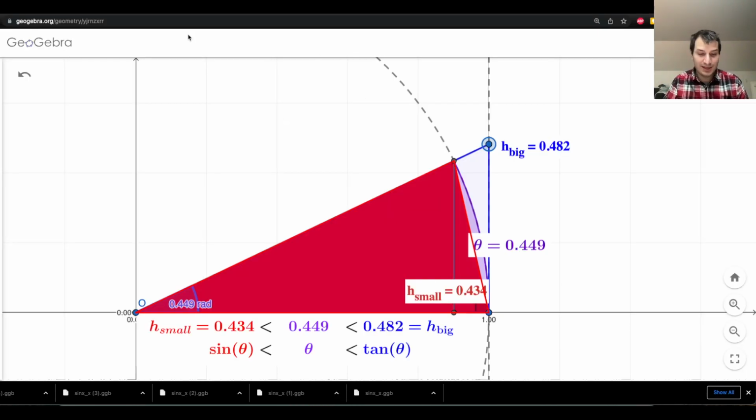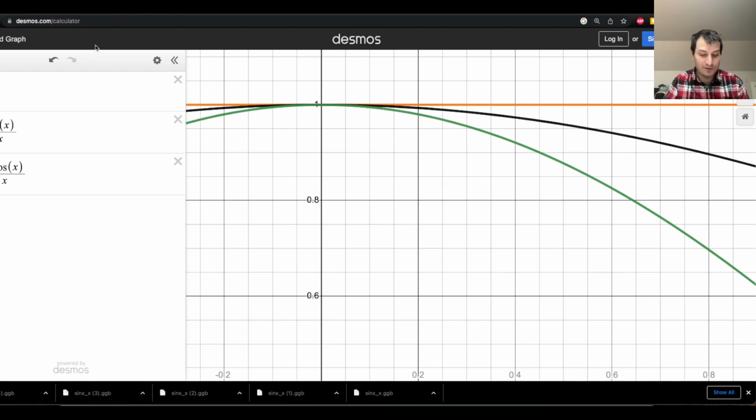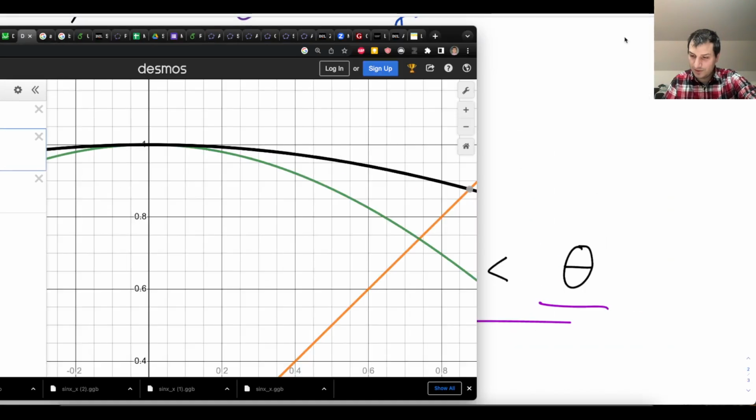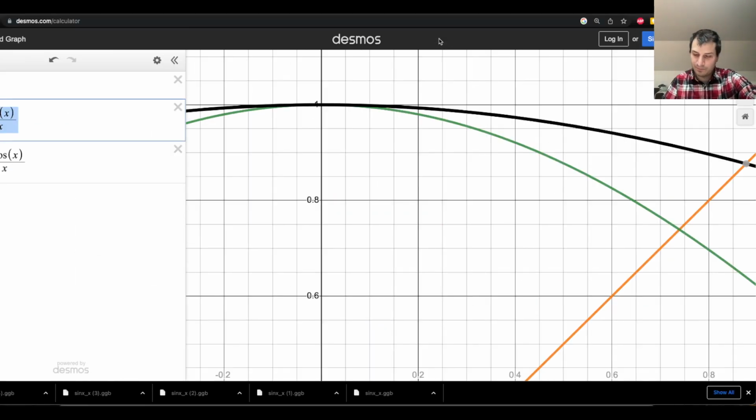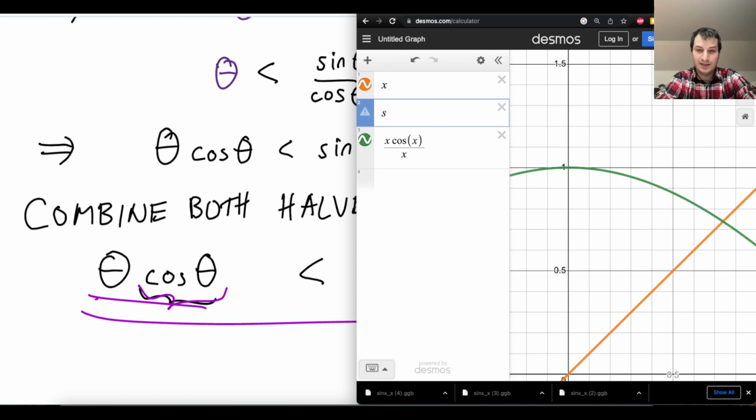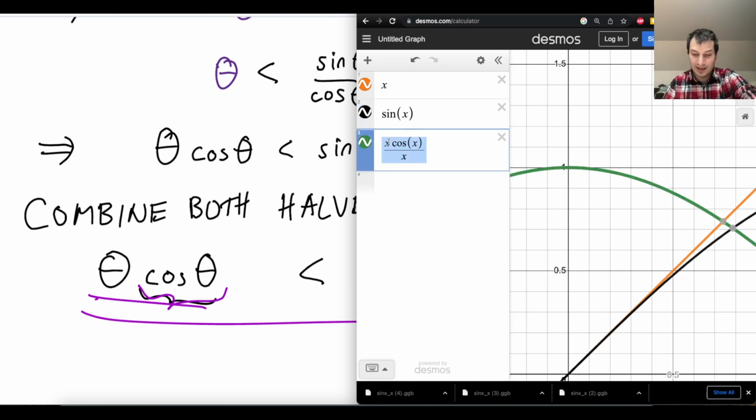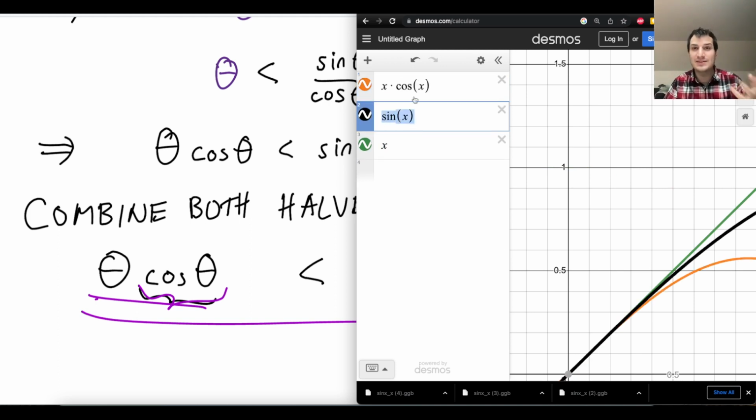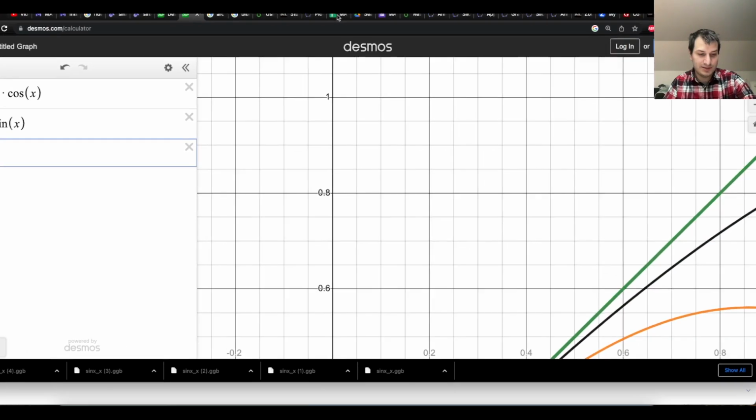And you can see this visually with a Desmos graph. So here I have, let me plot three things. Let me move this over so you can see the equations. I want to plot the sine of theta. In Desmos, you got to do sine x. I want to plot x, and I want to plot x times the cosine of x. And according to us, the black curve, sine of x, is going to be sandwiched between the orange and green curves. So let's see, what does this look like?